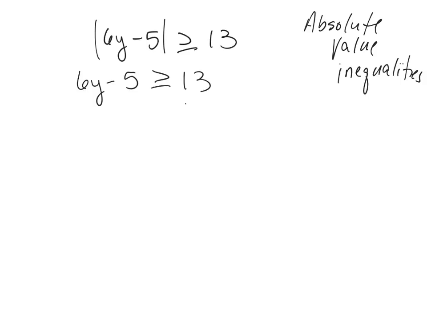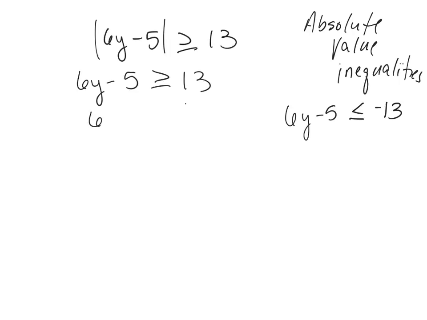And the second one, I'm going to put it down here, is 6y minus 5. You don't change what's inside the absolute value, but then you flip the sign and put a negative 13. So you change the sign of the right, and also you flip the inequality sign. Got it? And now you solve each one individually.